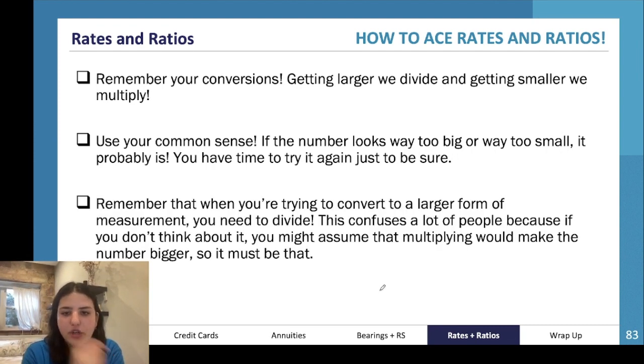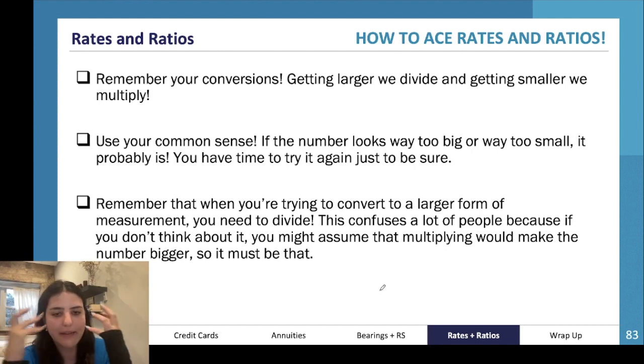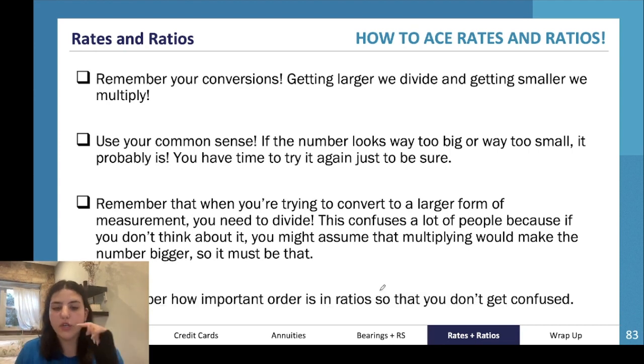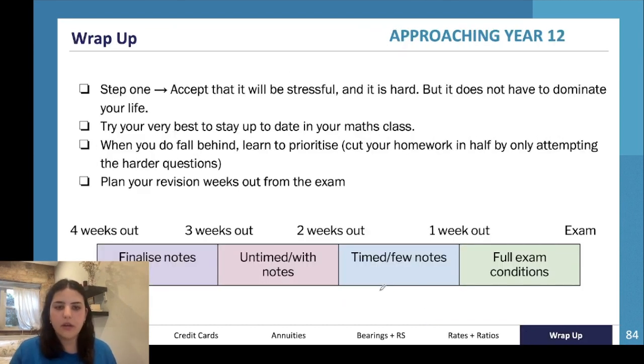And remember that when you're trying to convert to a larger form of measurement, you need to divide, as I just said. But people always assume multiplying makes it bigger. Just try and drill that into your head. Remember how important order is in ratios. Even if it looks like all the bigger parts are at the front, that doesn't mean it's wrong. It just means keep an eye on where the parts in your ratio have ended up.